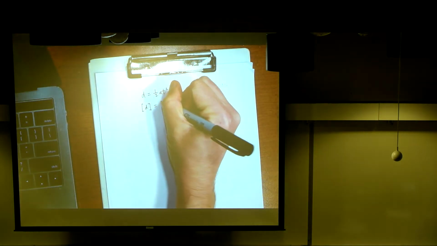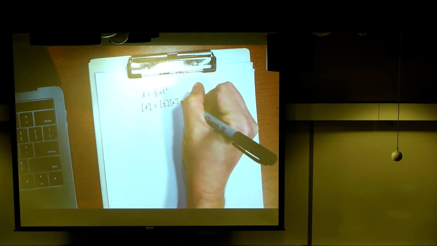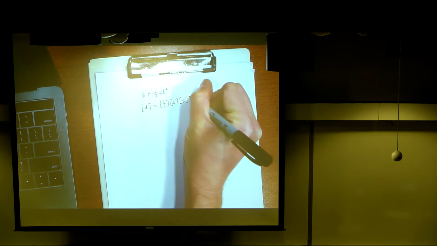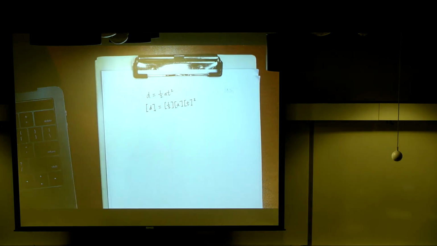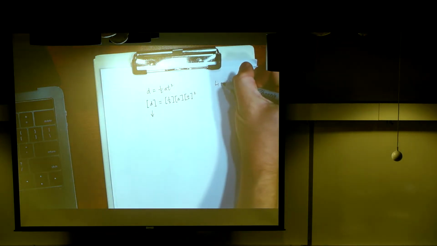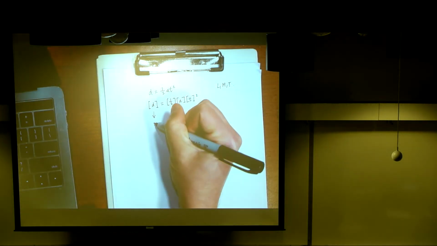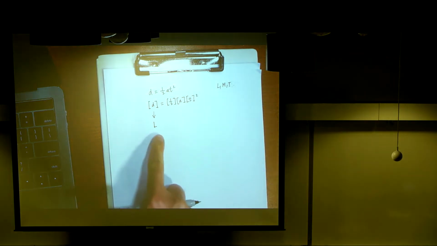So that should be the dimensions of 1/2 times the dimensions of a times the dimensions of time, which is also squared. Okay, so I'm just really expanding that all out. But all I'm saying is the dimensions on the right and left have to match. Good so far? Now, dimensions are L, M, and T. We have length, mass, and time as our sort of base dimensions. So distance, that's just a type of length, right? So that has dimensions L.